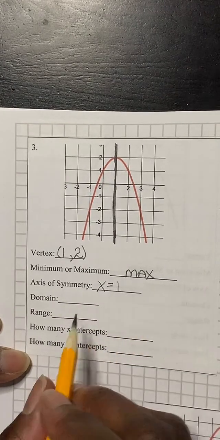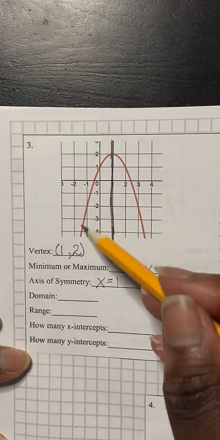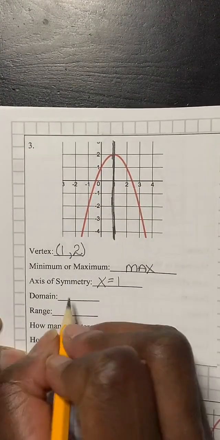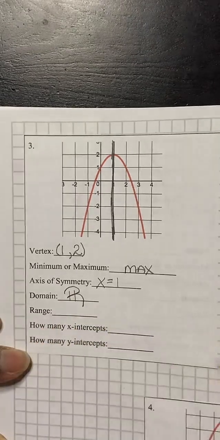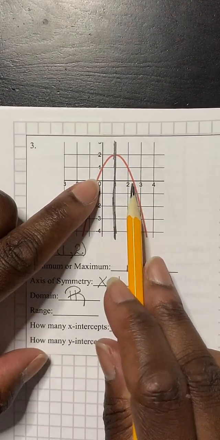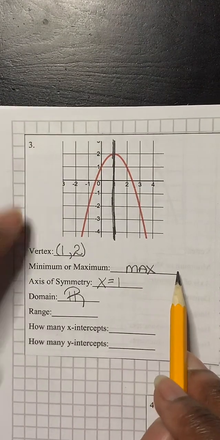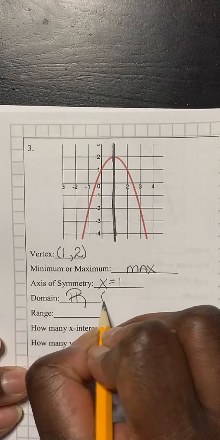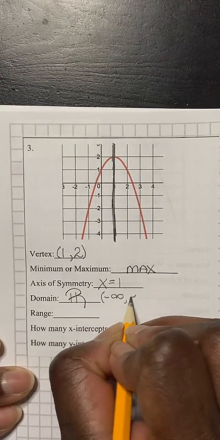All right. So my domain. The trick is the domain is always all real numbers. Regardless, if you have a parabola, what we're looking at is a small snapshot. Eventually, it's going to expand out and out and out. We're only seeing one part of it. So it's all real numbers, or as some people like to say, from negative infinity to positive infinity.